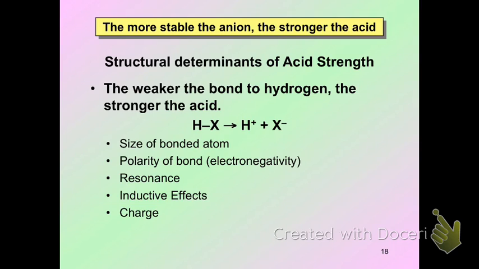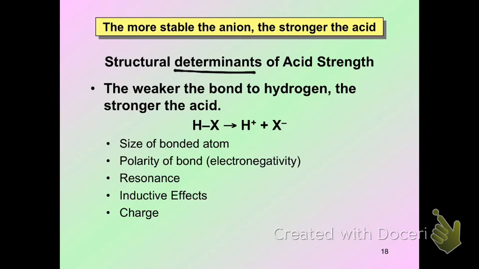The title of this section is a little bit intimidating: structural determinants of acid strength. All that means is we're going to look at what makes an acid strong or weak, but we're going to look at the structure. So this all has to do with Lewis structure and sizes of atoms. These things are all important in determining acid strength.